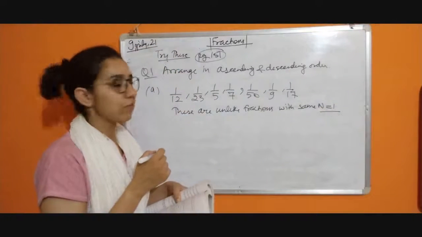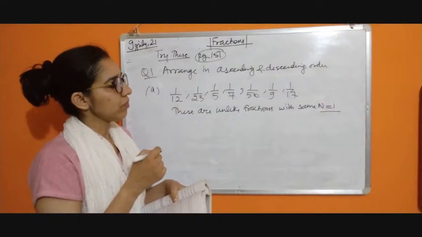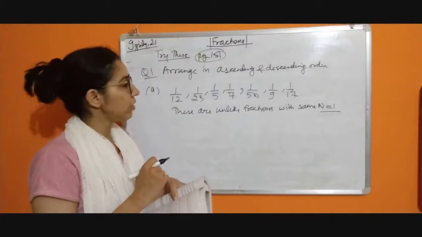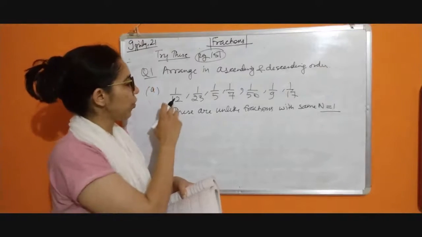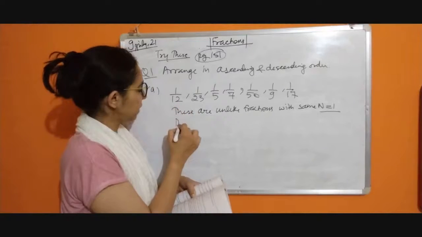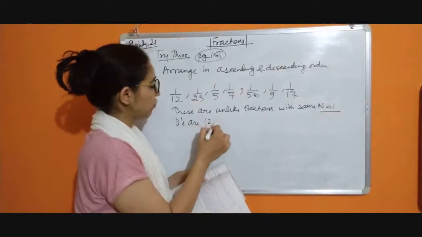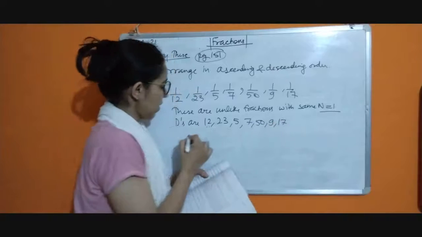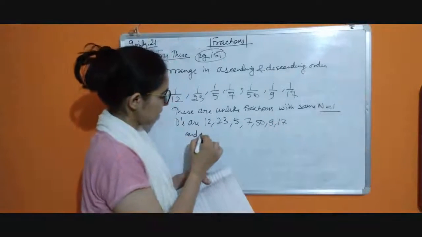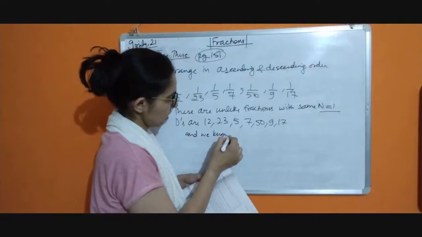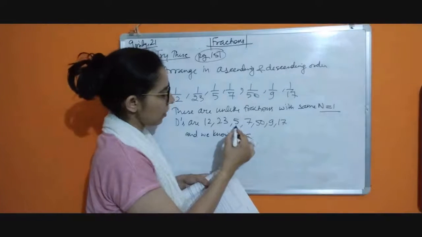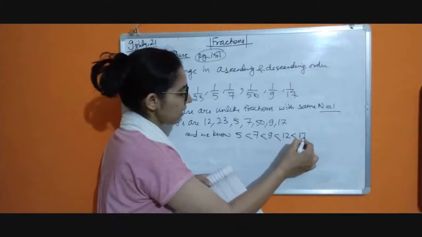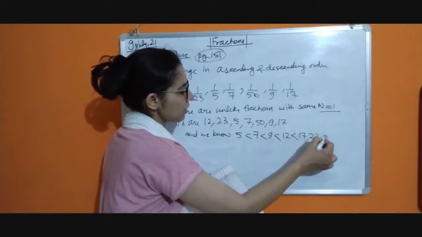So with the same numerator, equal to 1, we will write the denominators in ascending order and we will get the fractions in descending order. What do we mean by that? Suppose now the denominators are 12, 23, 5, 7, 50, 9 and 17. And we know that 5 is the least number, then we have 7, then we have 9, after 9 we have 12, 17 and 23, and in the last we get 50.